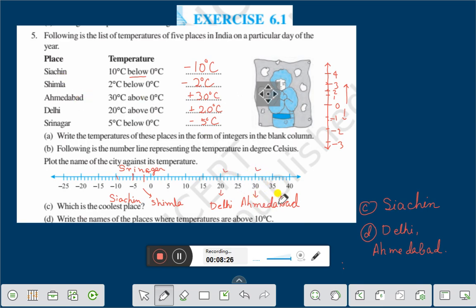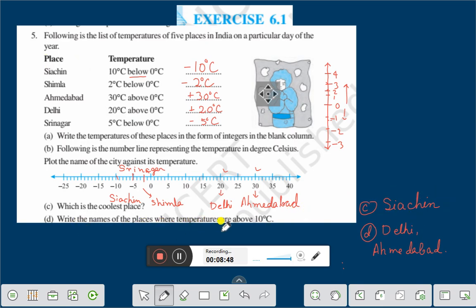Then Ahmedabad is plus 30. Therefore, this is Ahmedabad. Plus 20 is Delhi. Therefore, this is Delhi. Srinagar is minus 5. Therefore, at this point, 0, minus 1, minus 2, minus 3, minus 4, minus 5, this is Srinagar. Right? Now, which is the coolest place? Here you see minus 10 degrees centigrade, that is Siachen. Therefore, Siachen is the coolest place.